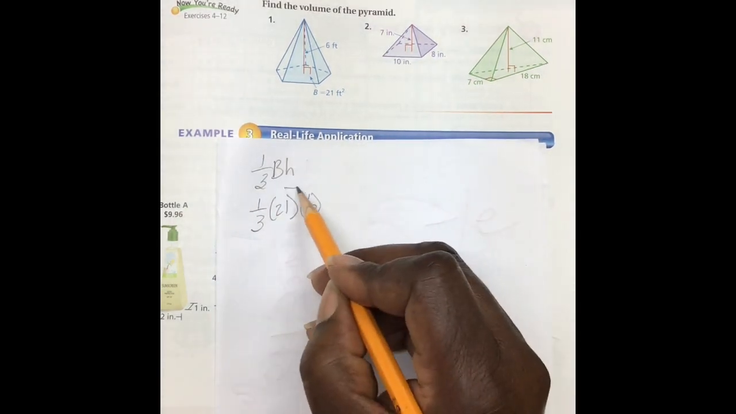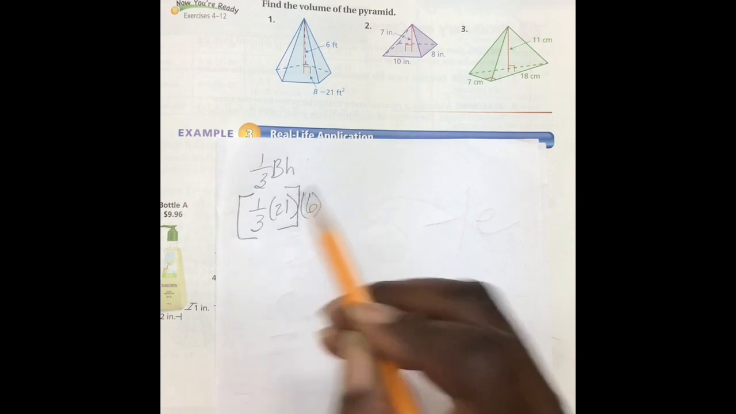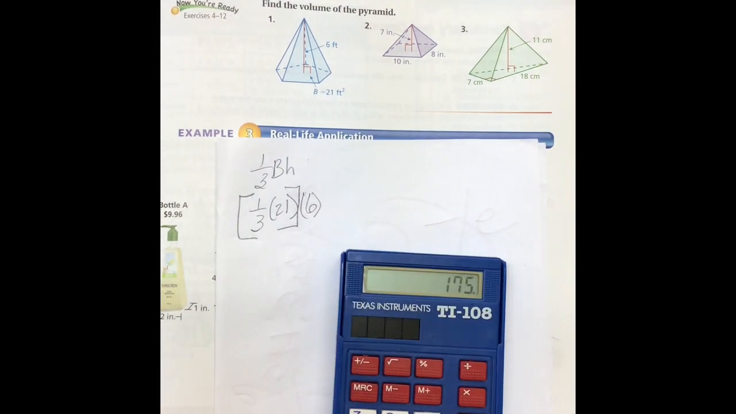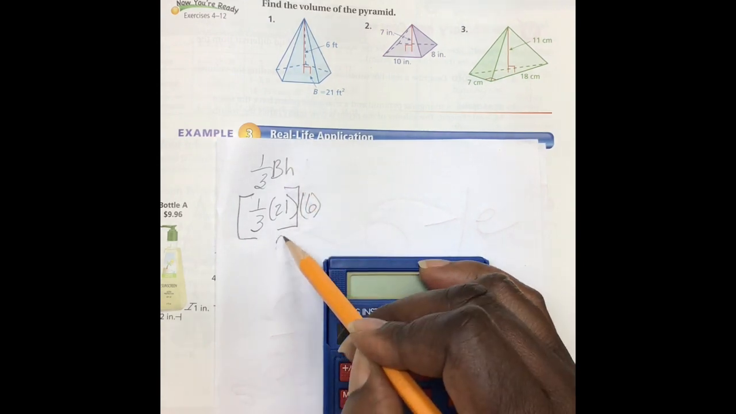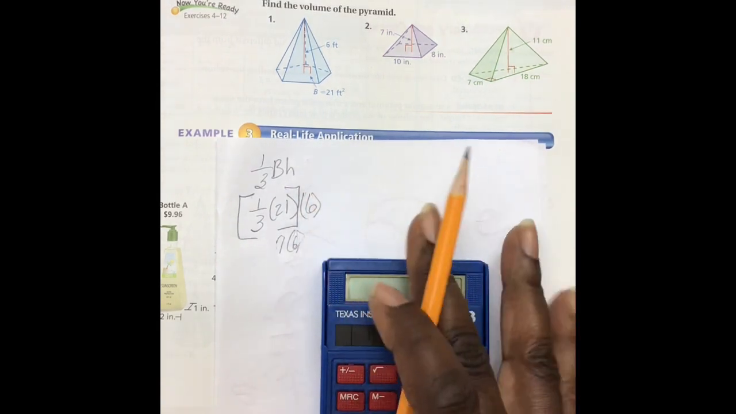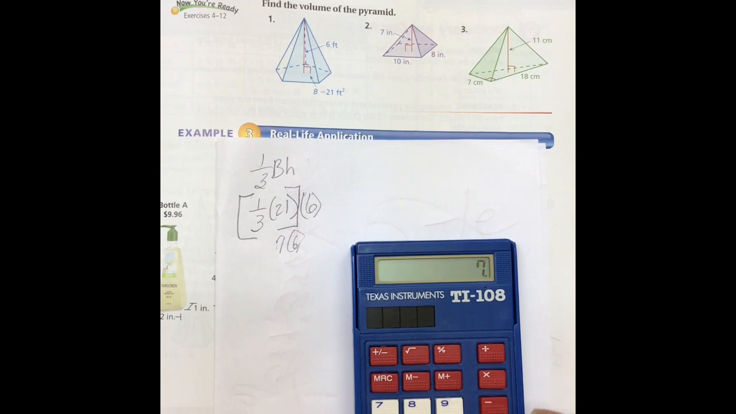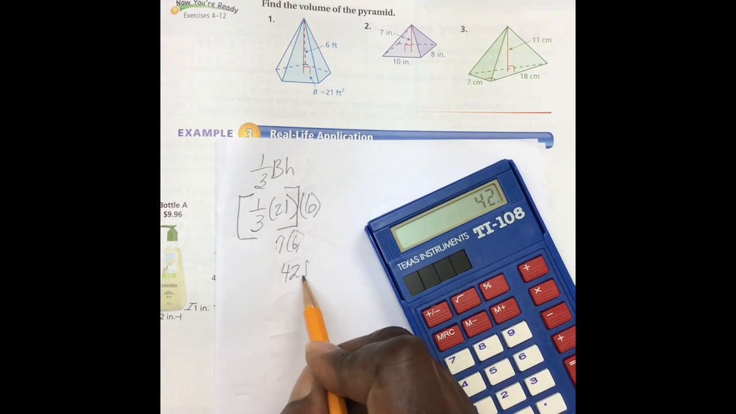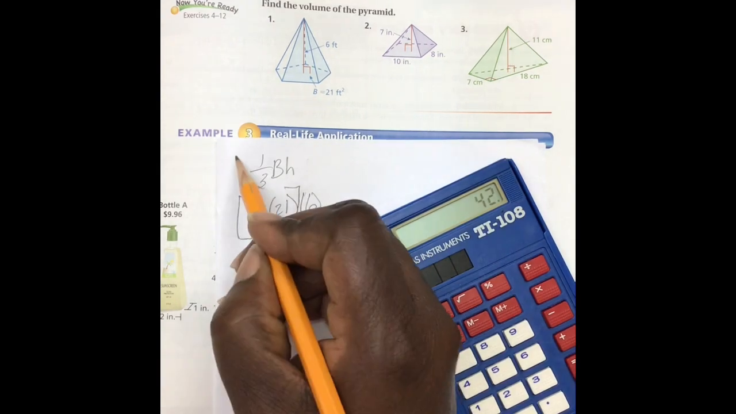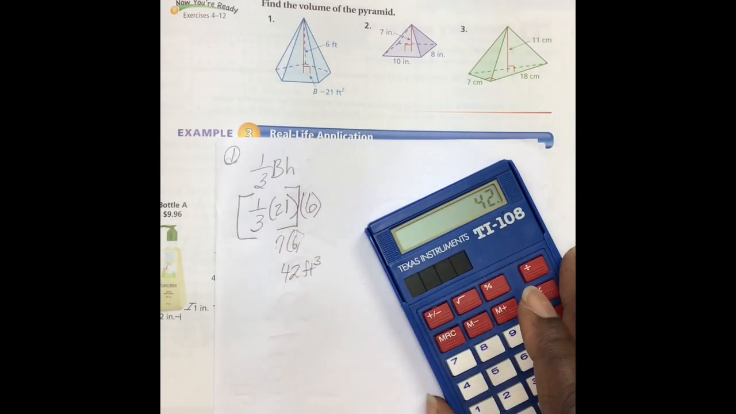First we must deal with the base. We take our calculator: 21 divided by 3 gives us 7. Then 7 times 6 equals 42. So this becomes 42 feet cubed. That's number 1. Let's look at number 2.